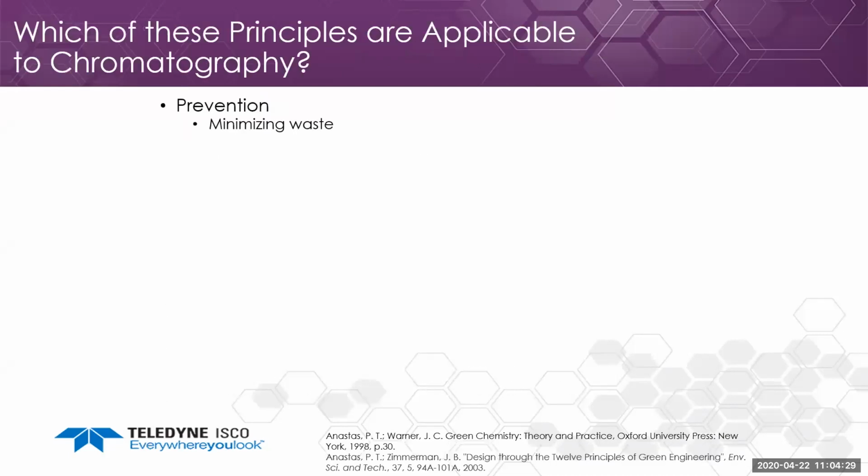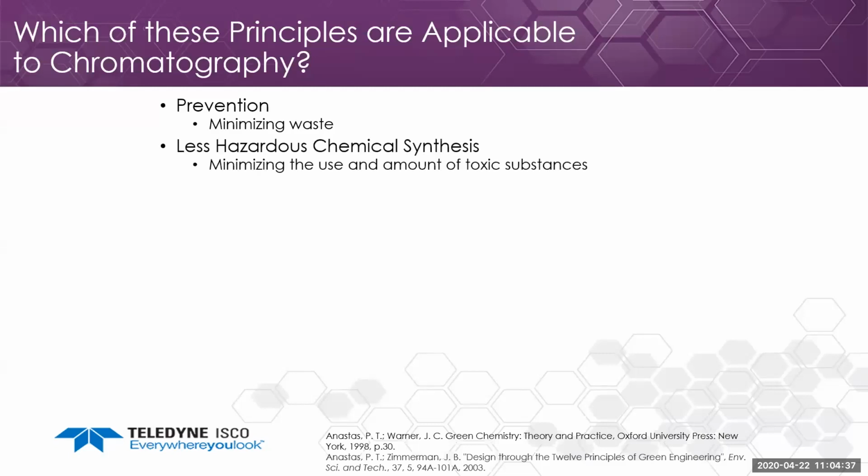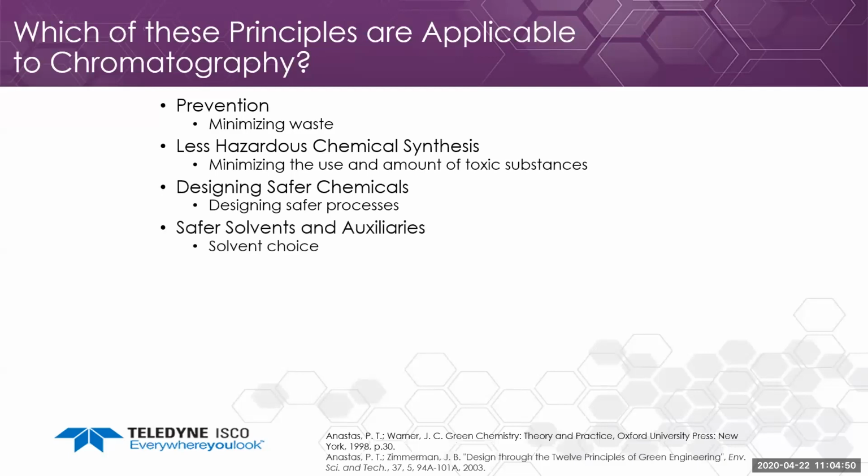So which of these are going to be principles that we can apply to chromatography? Prevention is something that we can address by minimizing waste. Less hazardous chemical synthesis means minimizing the use and amount of toxic substances. Designing safer chemicals, so we can design safer processes. And safer solvents and safer auxiliaries, so solvent choice.